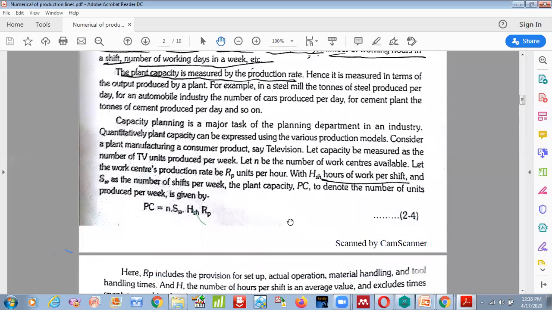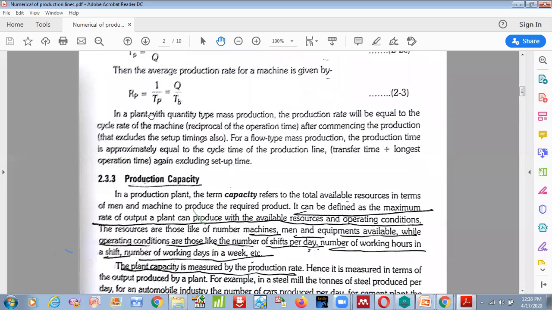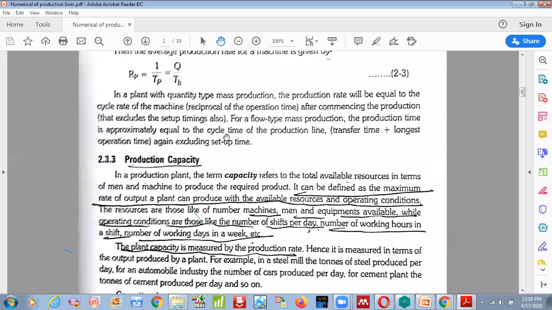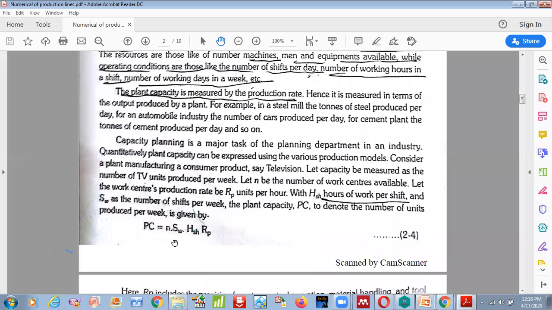It is given by PC = N × SW × HSH × RP. RP is nothing but the average production rate, whereas N is the number of units. SW is nothing but the number of shifts per week.